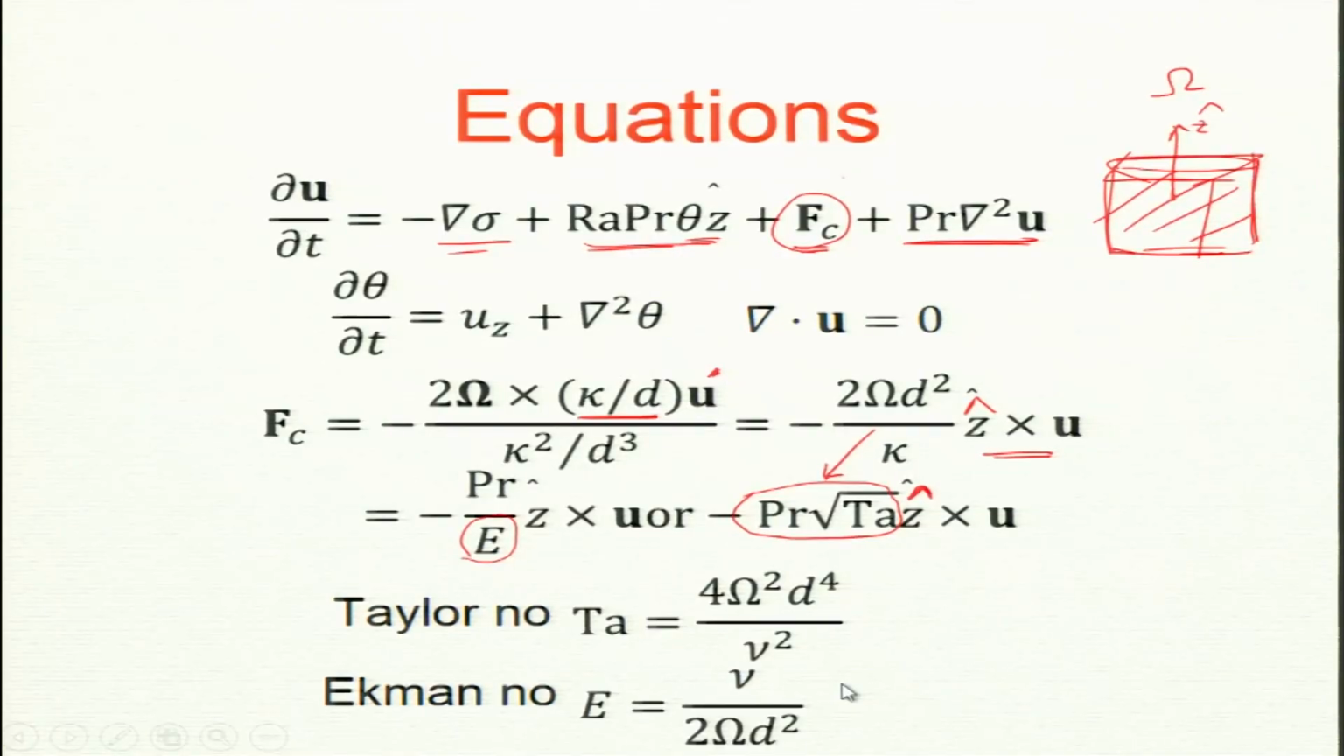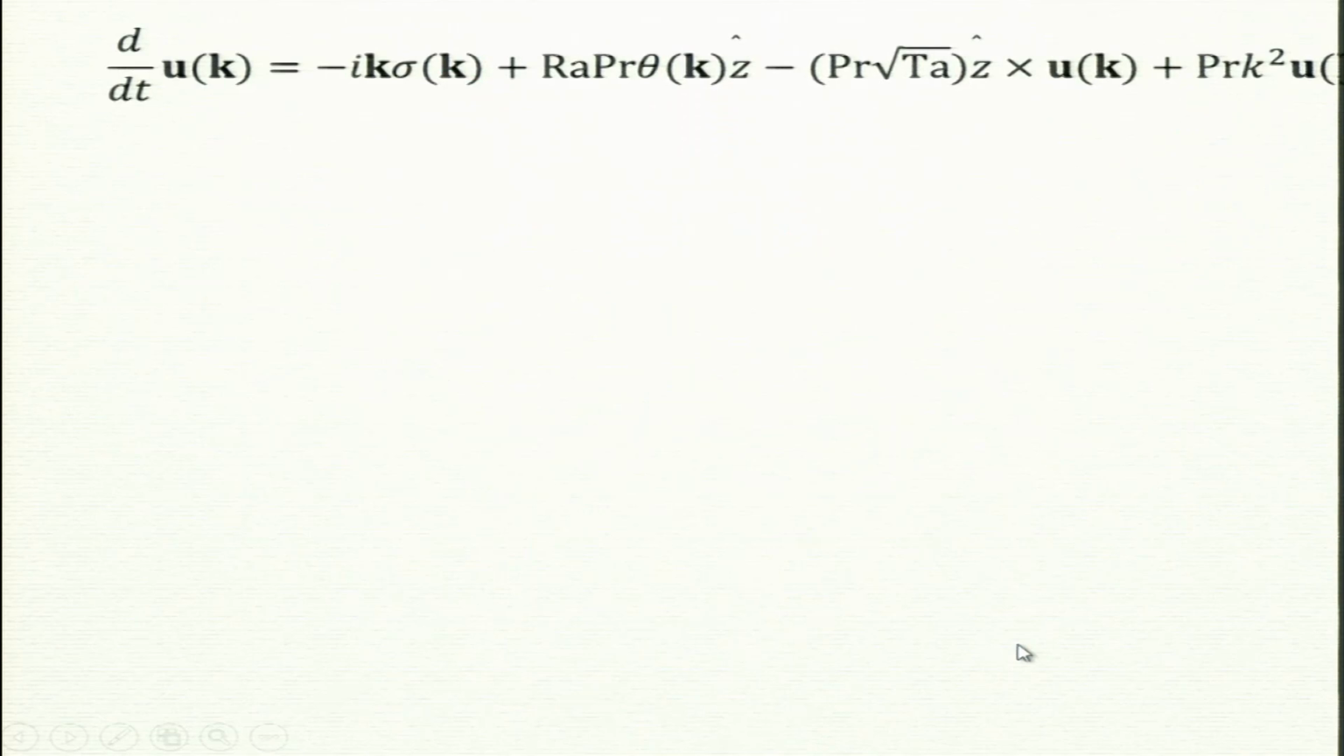An Ekman number is defined as this. Okay, these are just quantities. Now, this is my equation in terms of, I have missed here this k, uk. So, this equation is not fitting here.